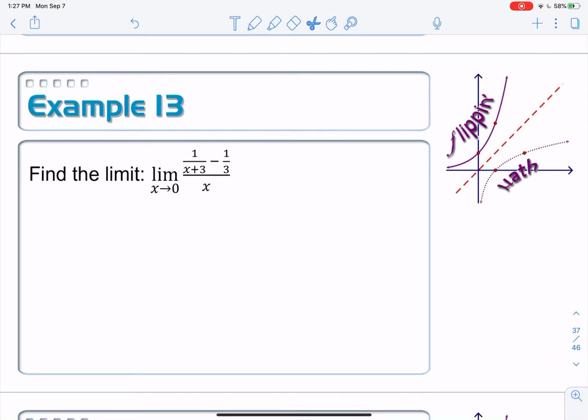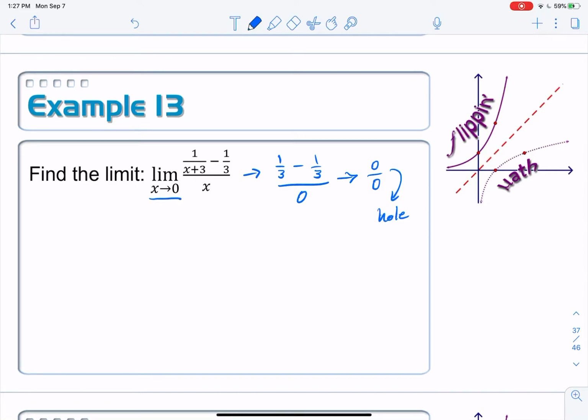So if I plug in a 0 across the top, I would get a 0 plus 3 on the bottom, which is a 3. I get 1/3 minus 1/3, looking familiar here, and a 0 on the bottom. Yep, pretty sure that's 0 over 0, indeterminate form. That's a hole. So my goal is to find a function that agrees with this one everywhere except for at this hole that's right here.